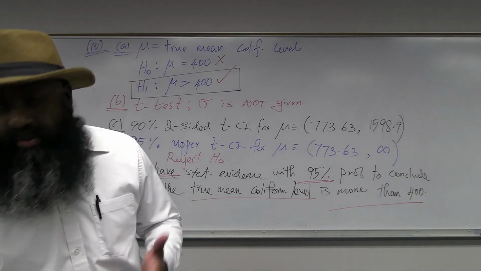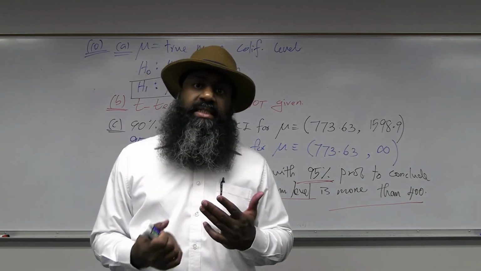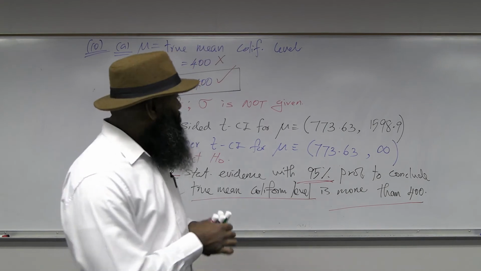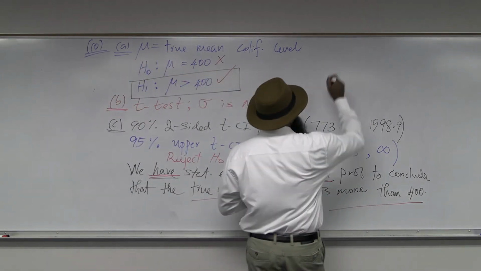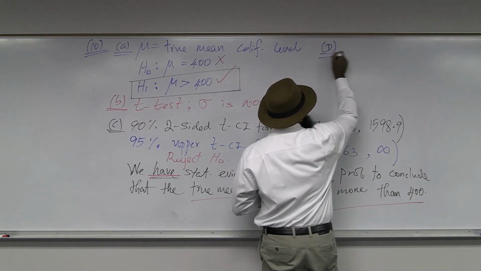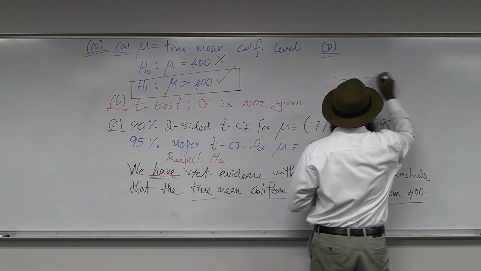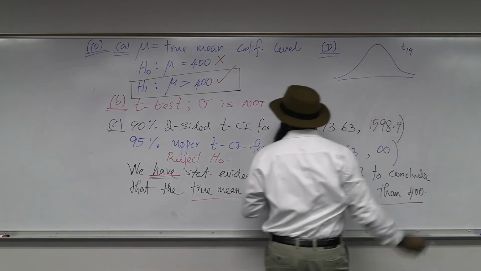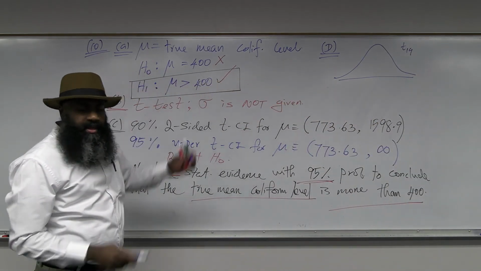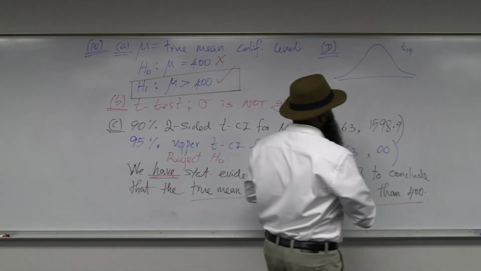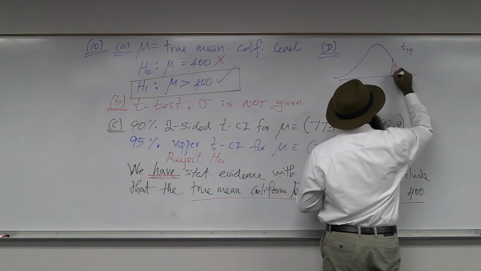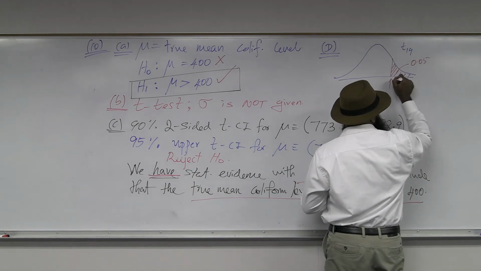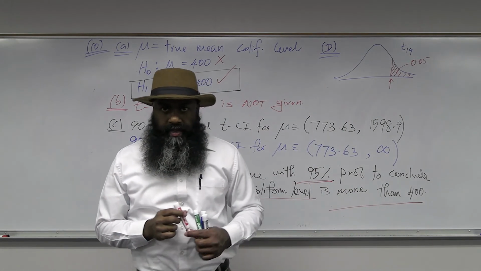Now this has 20 data points. This means the distribution I should use is T19. For part D, I need the T19 distribution. And it's a right-sided test, so I'm going to keep complete alpha on the right tail, which is 0.05, and then I have to find this critical value.